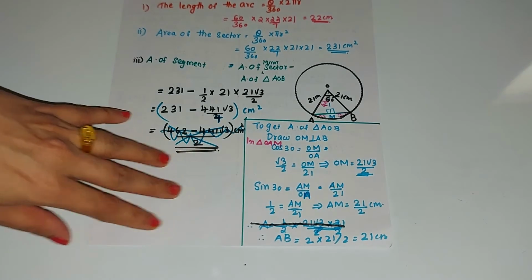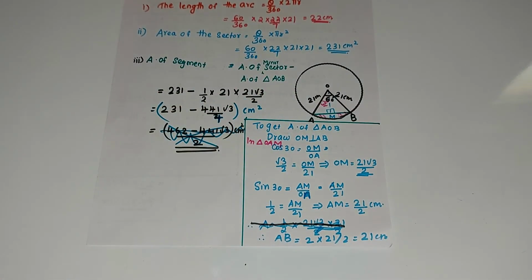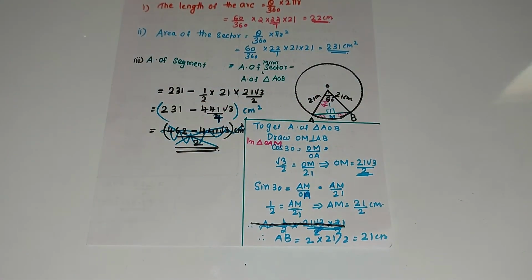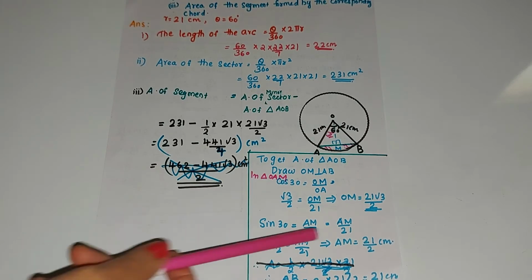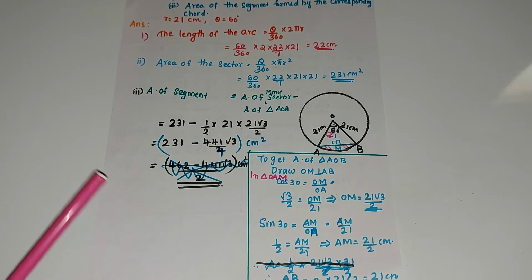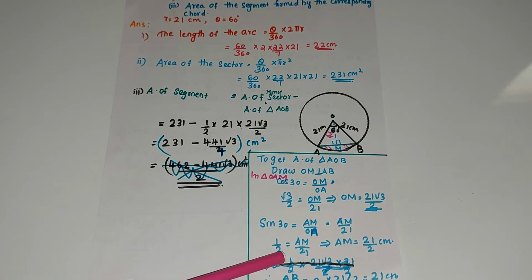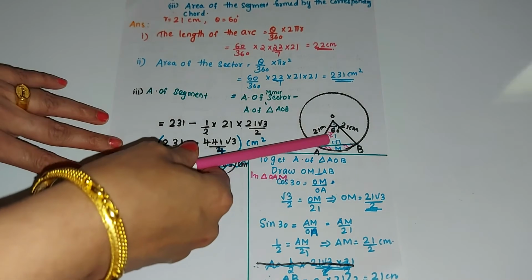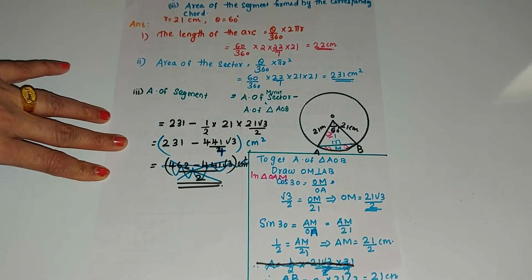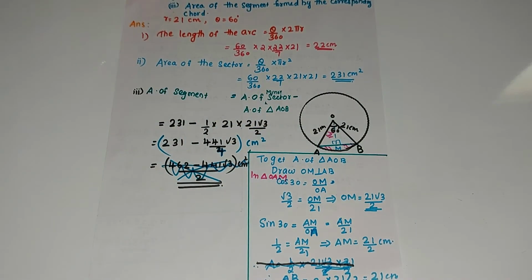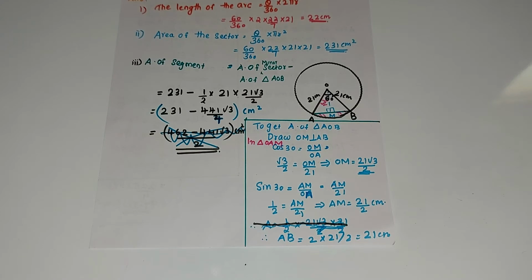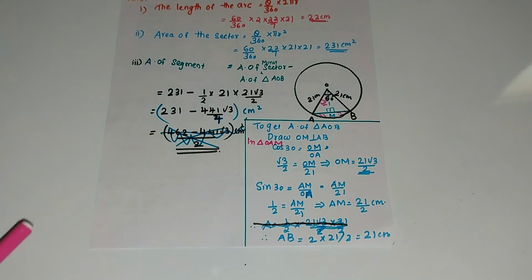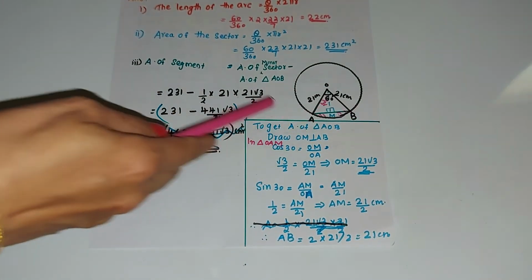Now to get the base, you take sin 30. Sin 30 equal to, here AM is the opposite side and hypotenuse is 21 centimeter. So AM by OA is equal to AM by 21. And you know the value of sin 30 is equal to 1 by 2. So 1 by 2 equal to AM by 21. Therefore AM equal to 21 by 2. So we got the half of the base. But we need the base. We need AB. So AB equal to 2 into 21 by 2. It's equal to 21 centimeter. So we got AB as 21 centimeter and OM as 21 root 3 by 2. So this is height and this is base.